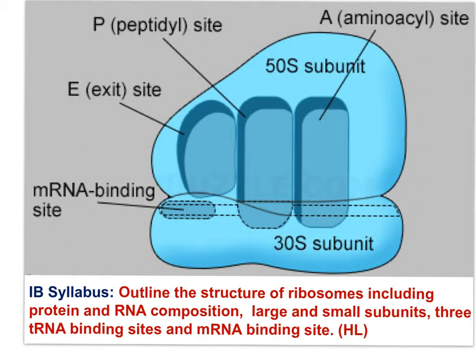The ribosome is composed of 2 subunits, the large 50S subunit and the smaller 30S subunit, along with 3 binding sites A, P, and E for tRNA molecules, and a binding site for the mRNA. The enzyme peptidyl transferase is also part of the ribosome. The ribosome, in essence, is a large enzyme that synthesizes polypeptides.